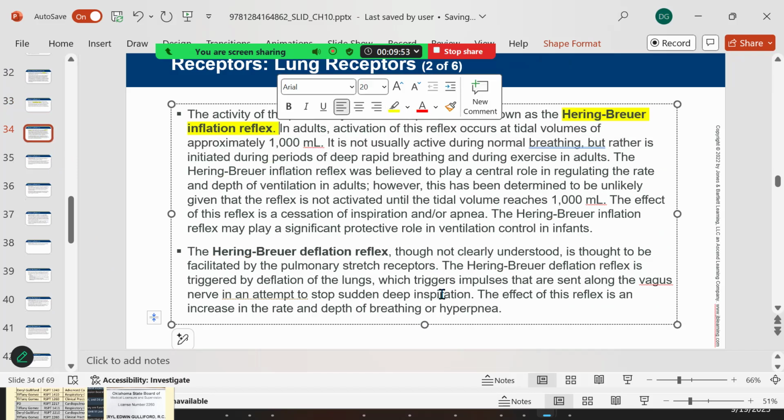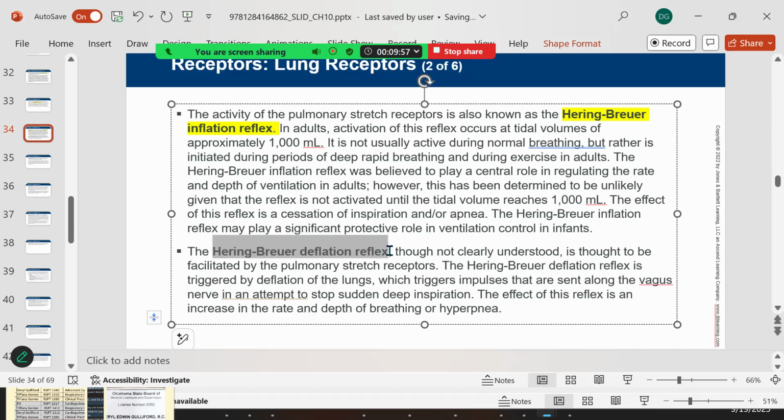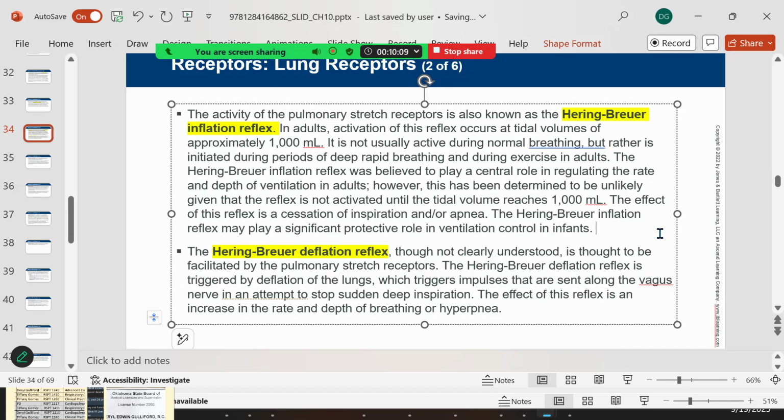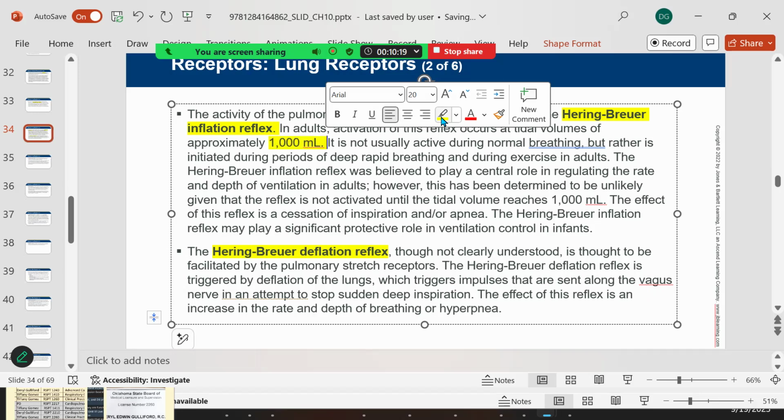Hering-Breuer inflation and deflation reflexes also help us to keep our lungs properly inflated, not overinflated, but properly inflated. Normal tidal volume for most of us adults is 500 milliliters, something close to that, 400, 500 milliliters. But this reflex kicks in at about 1,000 milliliters. So that's a pretty deep breath.